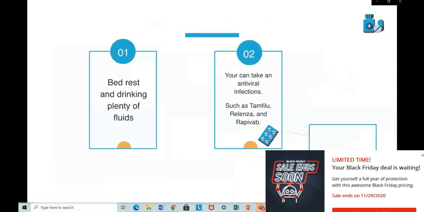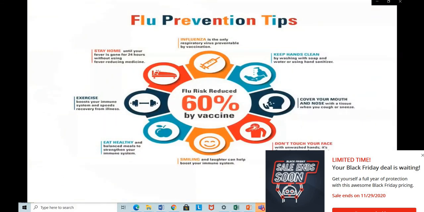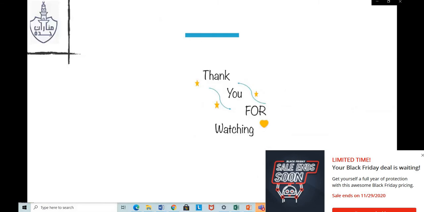of virus. Treatments. Have bed rest and drink plenty of fluids. Second way, you can take antiviral medications such as Tamiflu and Rapivab, which can lessen these symptoms. You can prevent influenza by doing exercise, keeping your hands clean, covering your mouth and nose, and eating healthy.